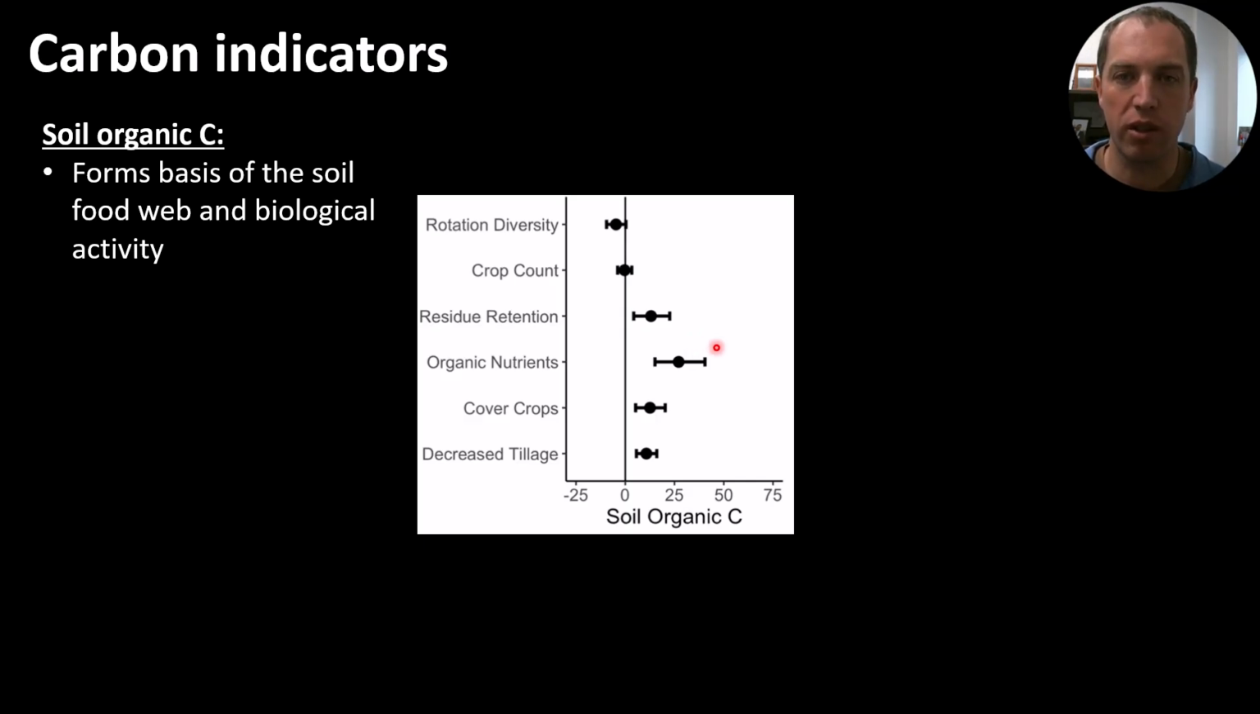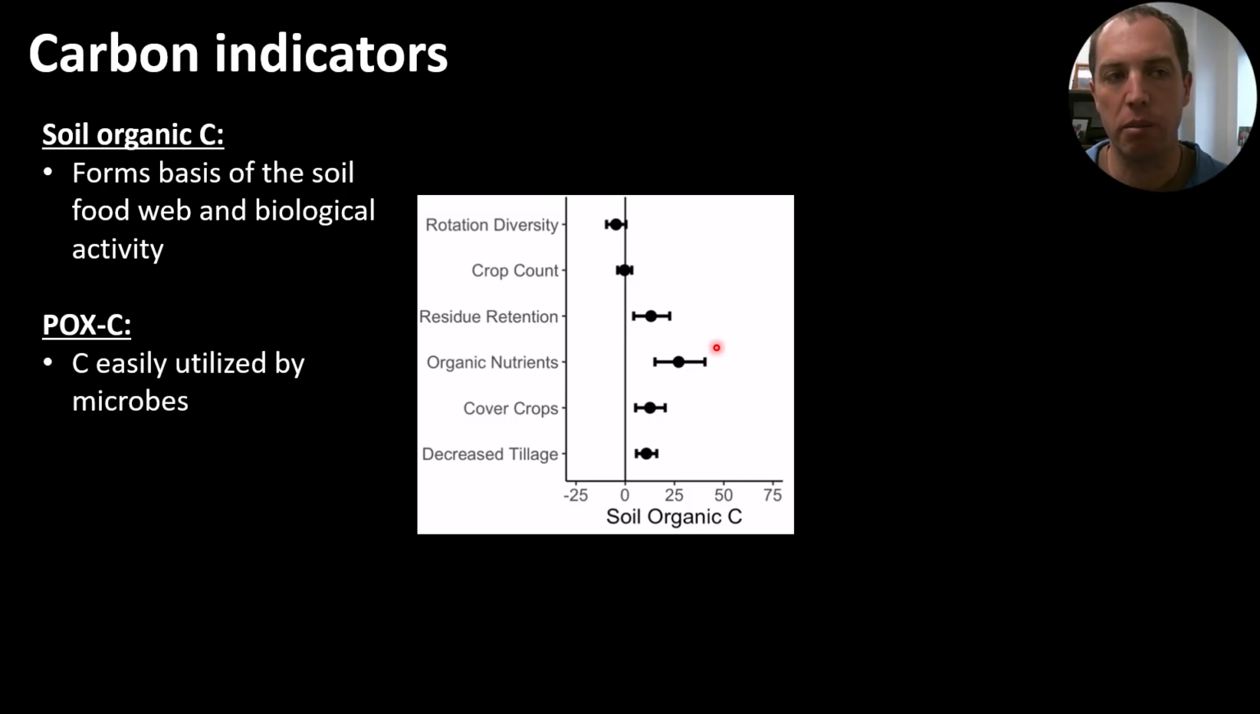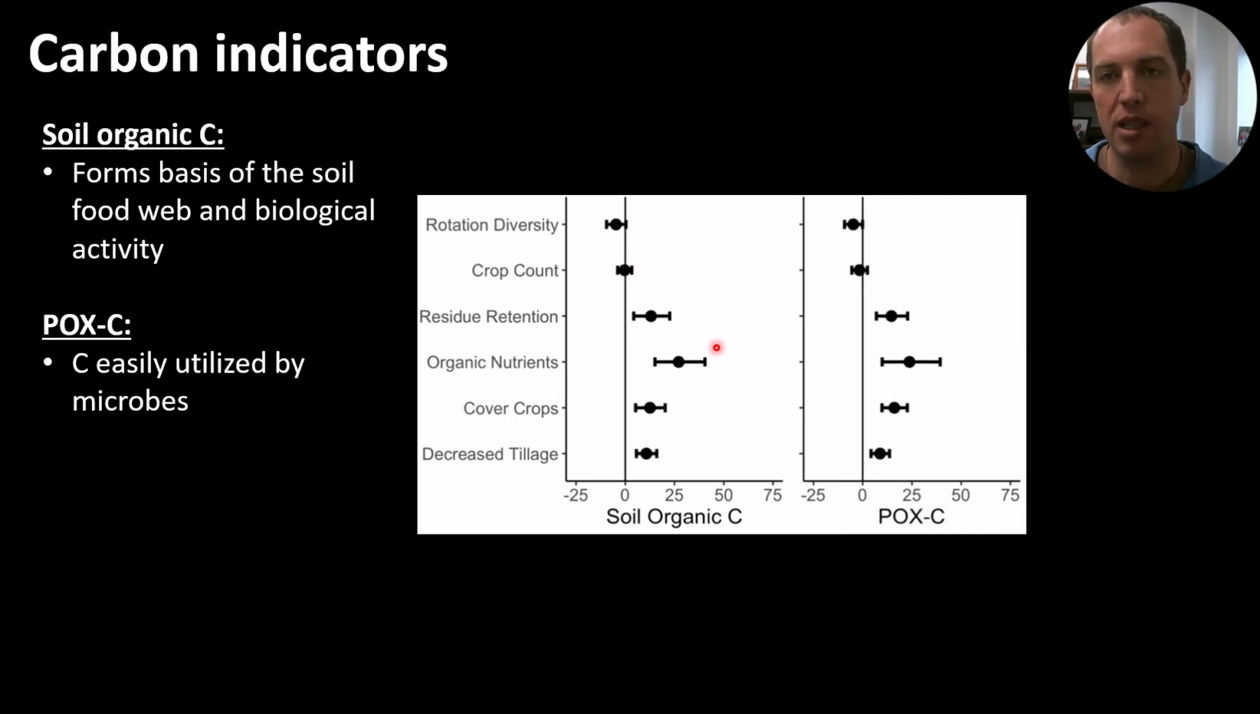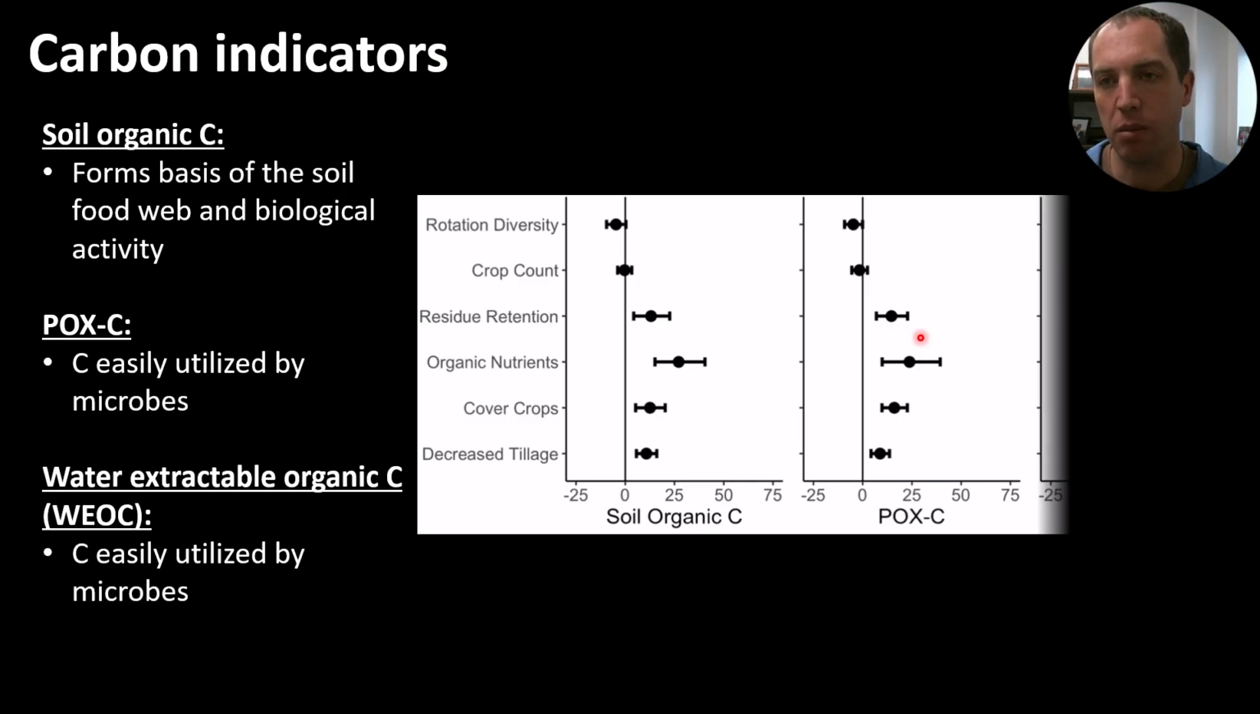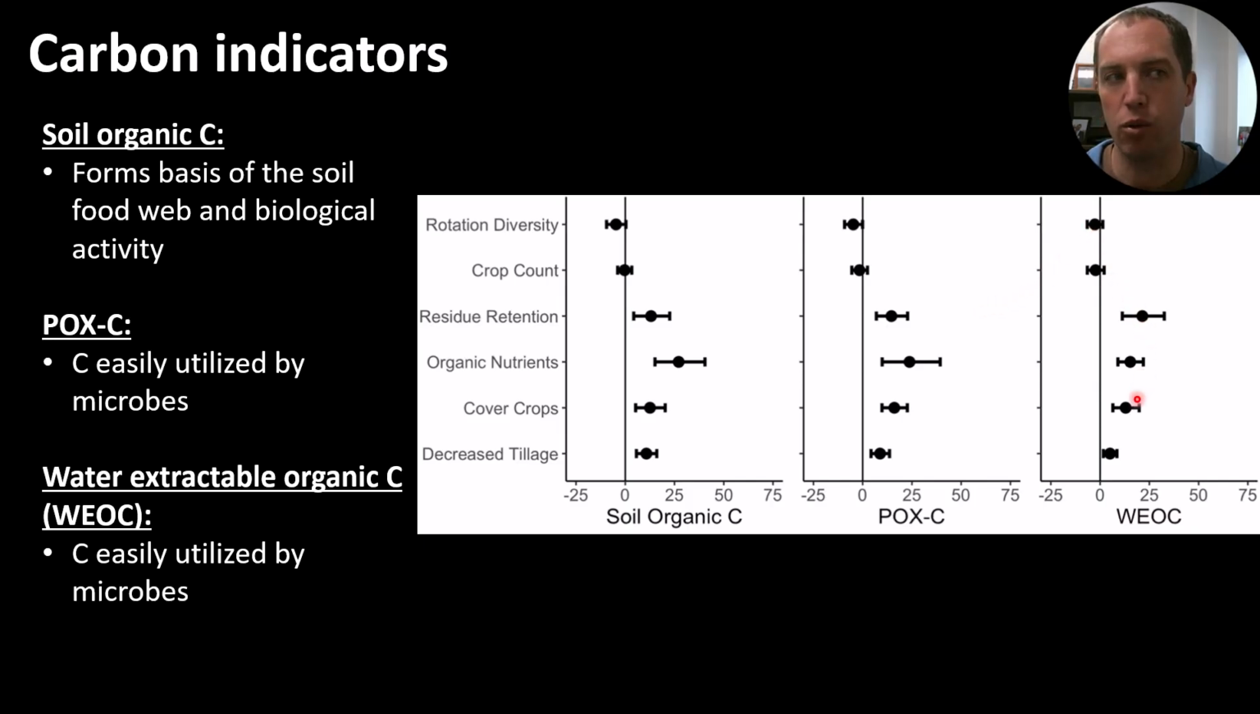This is true for soil organic matter, but we also see this same trend in about the same measurements, whether we look at permanganate oxidizable carbon, which is easily decomposable carbon. We see these same results, not a lot for rotational diversity or crop count, but once we go to adding organic nutrients, cover crops, decreased tillage, this is where we start to see the most, with the most coming from adding organic nutrients. So really what we're seeing is if we're adding organic nutrients, if we're adding residue, if we're adding things to the soil or keeping it on the soil surface, we're really improving these carbon measurements. Same thing with this water extractable organic carbon, we see those same trends.